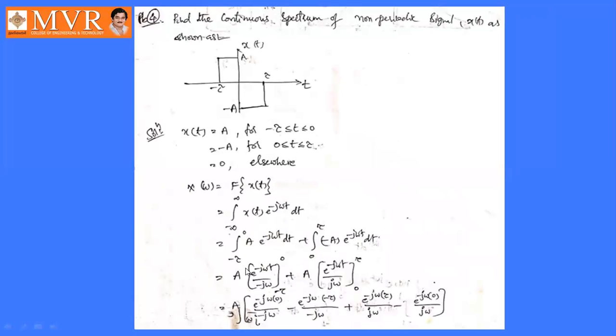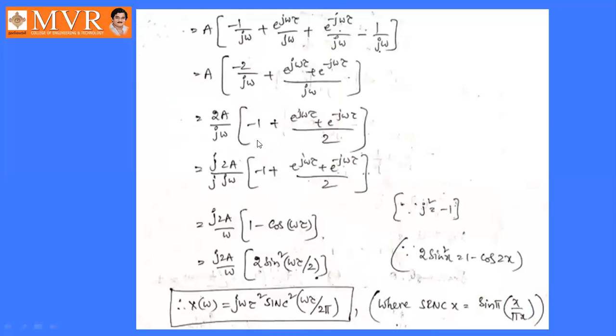So a is some constant. The integral of e power minus j omega t is e power minus j omega t by minus j omega, with limits minus tau to 0, plus a is some constant, so e power minus j omega t by minus j omega, that is minus into minus gets plus, with the limits 0 to tau. By simply solving this, we get X of omega equal to a into minus 2 by j omega plus e power j omega tau plus e power minus j omega tau by j omega, right?